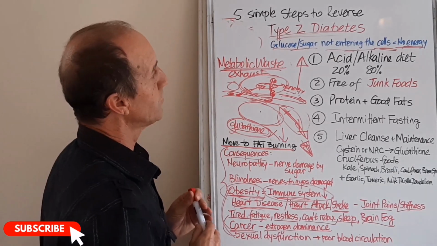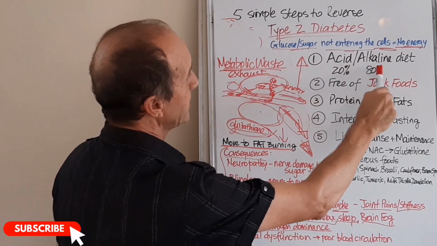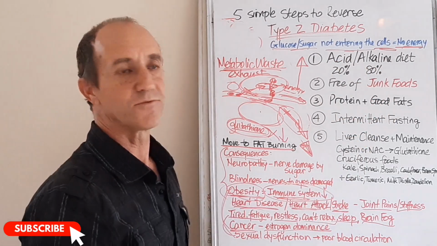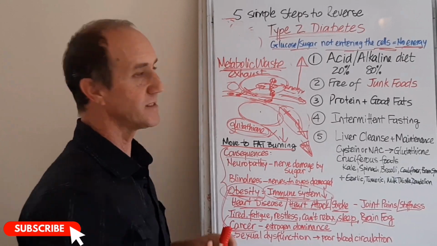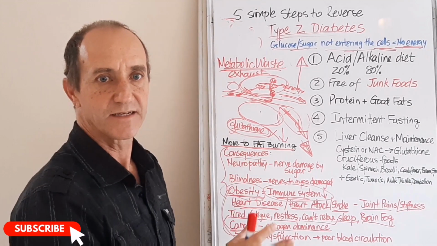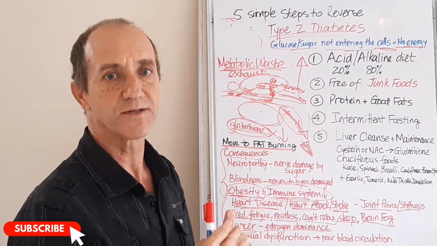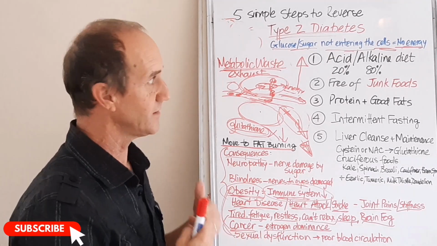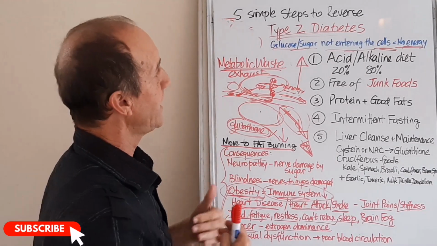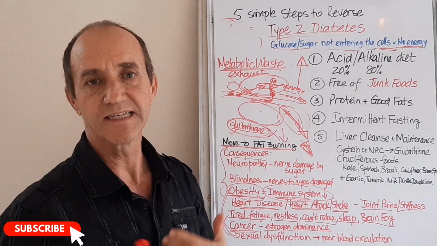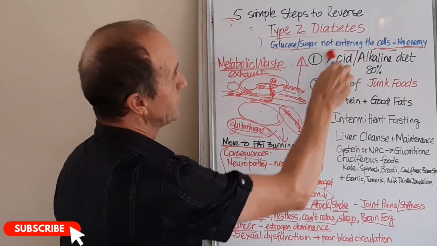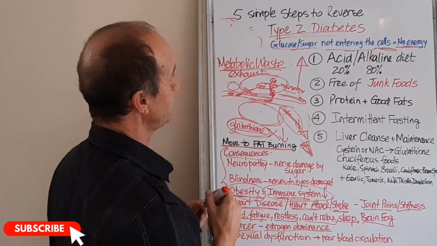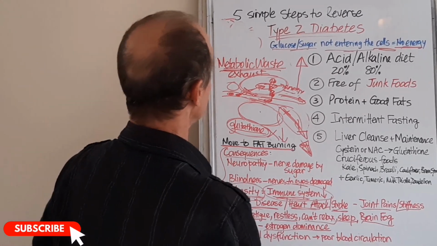So what is step number 1? It's an acid alkaline diet. I provide this information. It's a 20% acid and an 80% alkaline diet, which means there's certain foods which are acid foods. After being metabolized, they release an acid, a lower pH, and there are other foods which release alkaline pH. So you have to have 80% alkaline food and 20% acid. How does that work? It works like this.